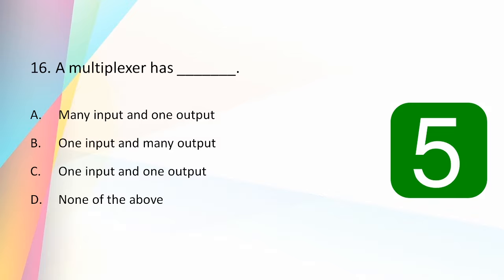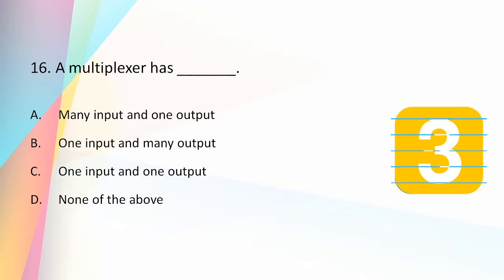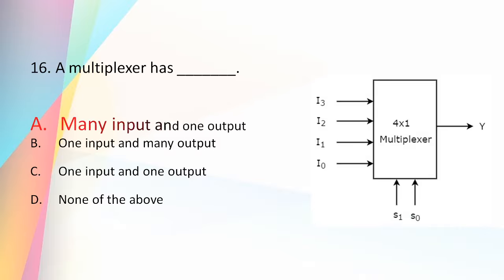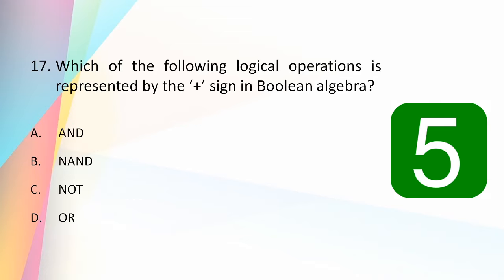A demultiplexer has many input and one output, one input and many output, one input and one output, none of the above. And here you go. And the answer is many input and one output. A multiplexer is a combinational circuit that selects binary information from many of the input lines and directs it to a single output line. It can send a lot of data in a single device.